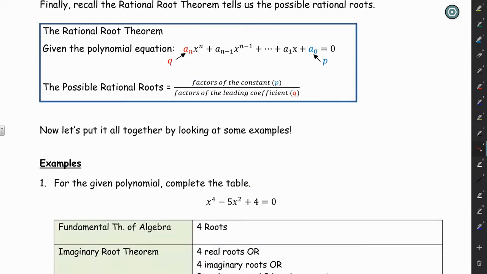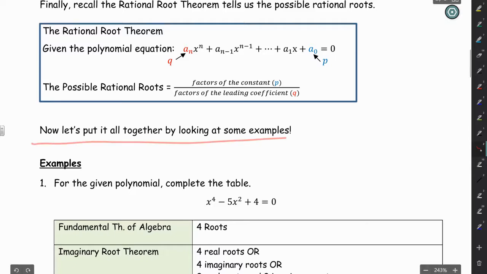And finally, just to review, in the last lesson, we talked about the rational root theorem, and that tells us all the possible rational roots. We're going to take all the factors of p, which is our factors of our constant, divided by all the factors of q, which are the factors of the leading coefficient, and that's going to give us a starting point for polynomials higher than a degree 2.